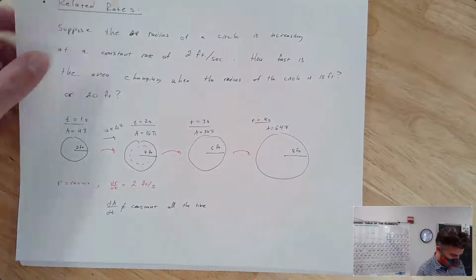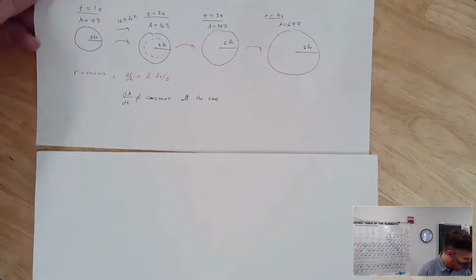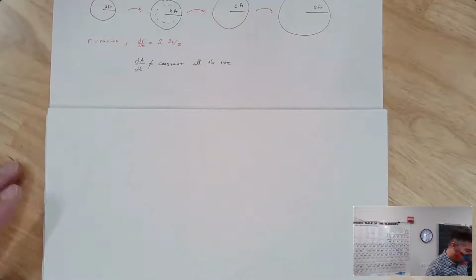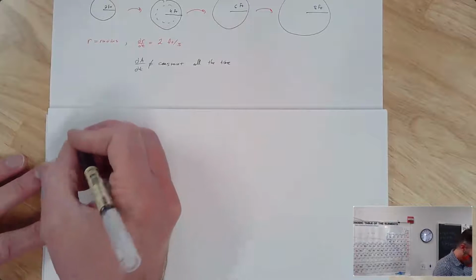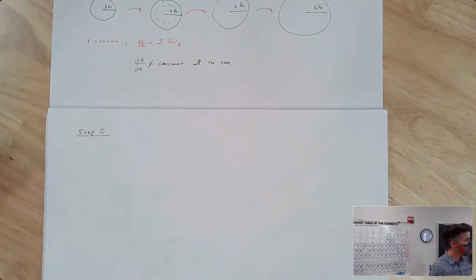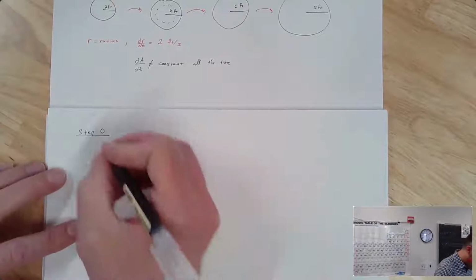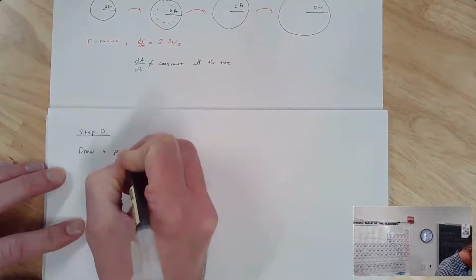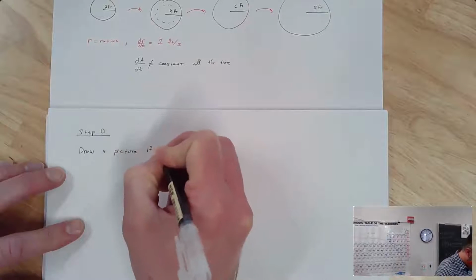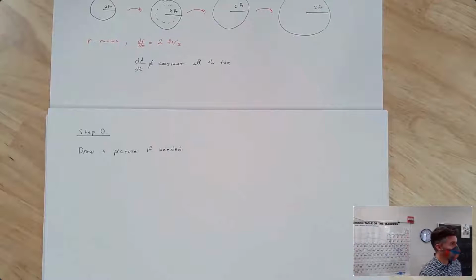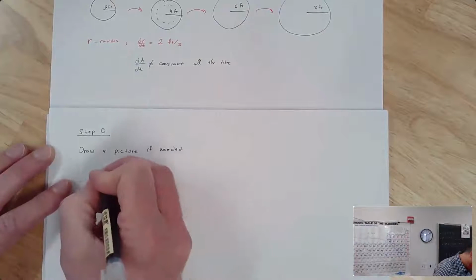Okay, well, that's enough exposition there. What are we actually going to do to solve this? So here's my usual process. Step 0, draw a picture if it makes sense. Draw a picture if needed. I feel like for a circle, you probably don't really need a picture. We know what a circle looks like. I mean, I guess we can draw it if we want to.